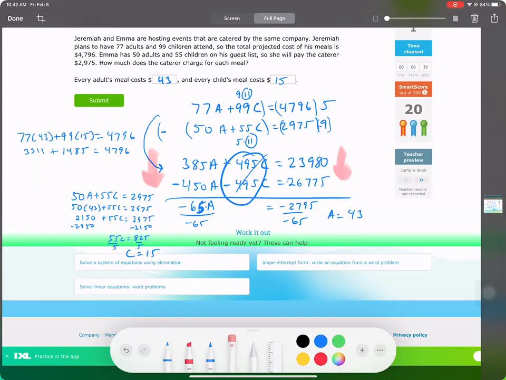Now, here's the starting part. Let me ask you this part when we first started. Was it hard to write these equations to start? Was it hard for me to say, hey, there are 77 adults and 99 children. So we're multiplying 77 adults by the adult price and 99 children by the children price. So we get a projected meal cost of, right?